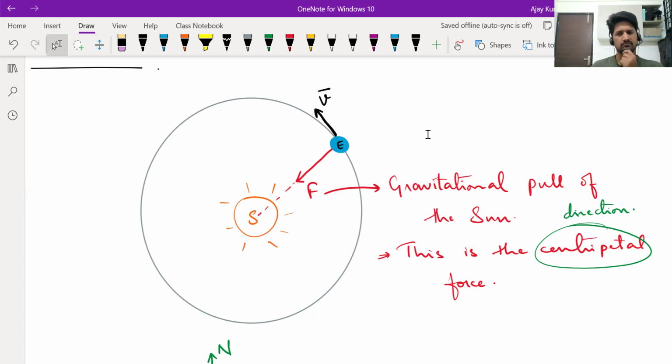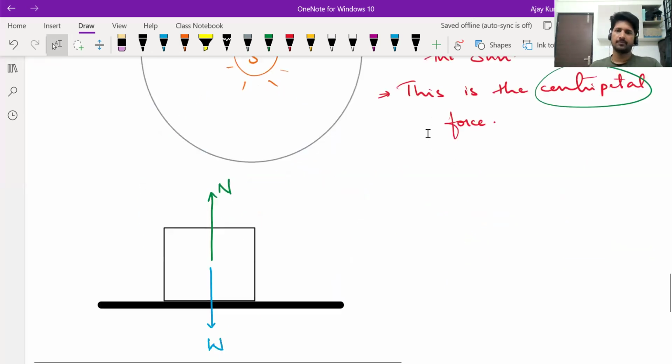Earth's gravitational field. Earth's gravitational pull. The gravitational force exerted by Earth on the moon behaves as the centripetal force.